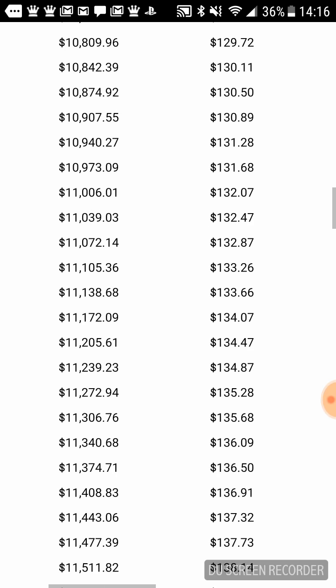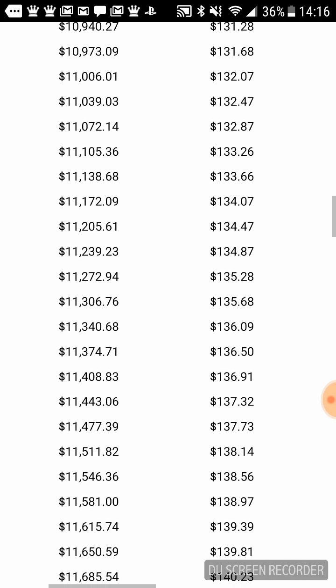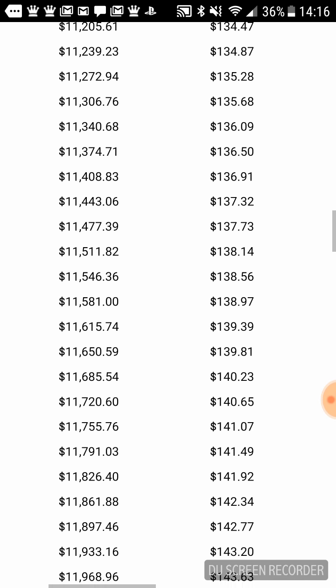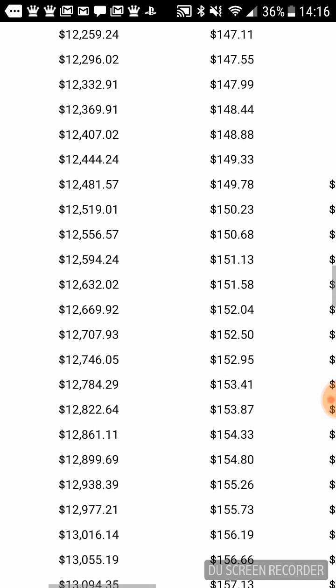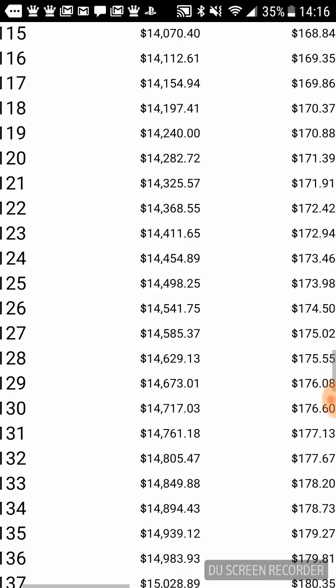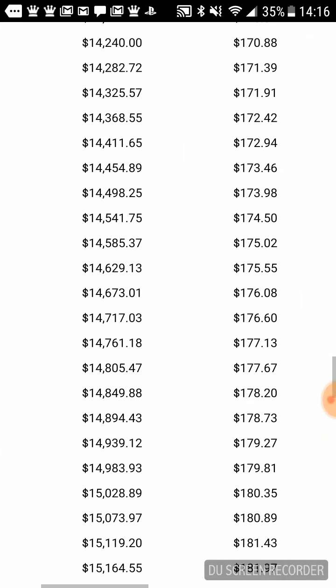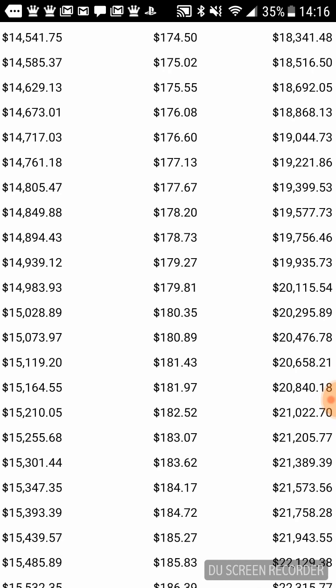After that, it jumps up $1 every other day, and it continues to accelerate. As you can see down here, 3 months into it, it's still increasing by about $1 every other day.